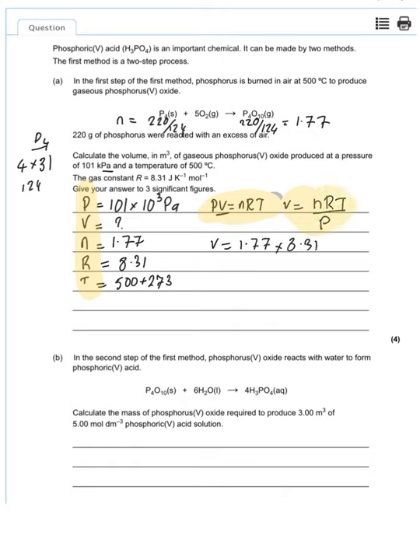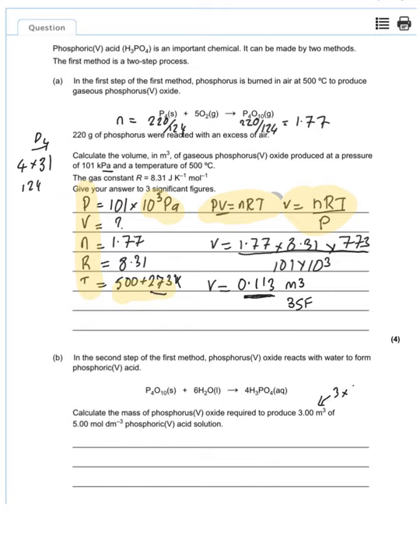And so don't forget your pressure has to be in pascals, so we've timesed it by 10 to the 3. The temperature has to be in Kelvin. Don't forget that the temperature must be in Kelvin, so we'd have added 273 to it. And then we rearranged it to get volume on its own. And it's a nice simple calculation, 3 significant figures, volume equals 0.113 metres cubed.